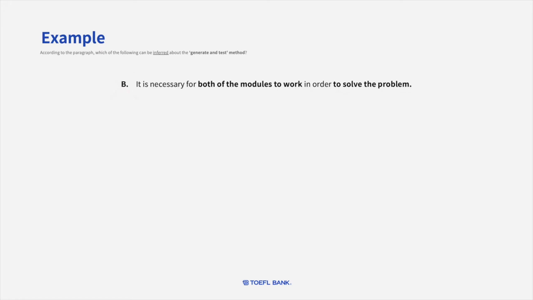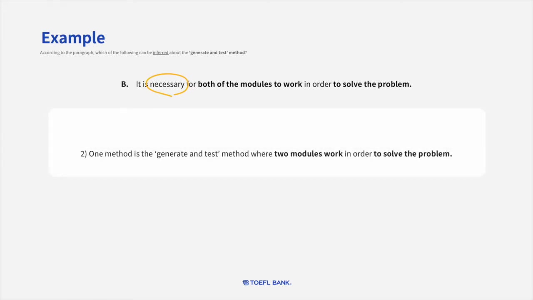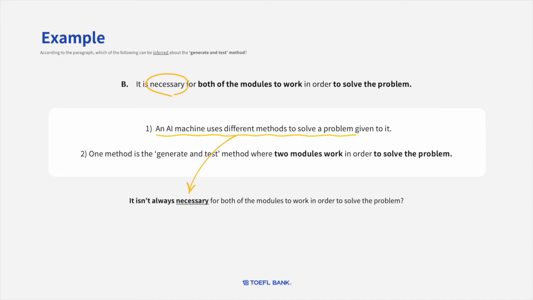B: It is necessary for both of the models to work in order to solve the problem. Necessary, an absolute term, appeared in answer choice B. The sentence that includes the keywords is, one method is a generate and test method where two models work in order to solve the problem. The previous sentence stated that an AI machine uses different methods to solve a problem given to it. So those of you who thought that B was an incorrect answer choice most likely thought it was because one of the many methods is where two models work, which means it isn't always necessary for both models to work in order to solve the problem.